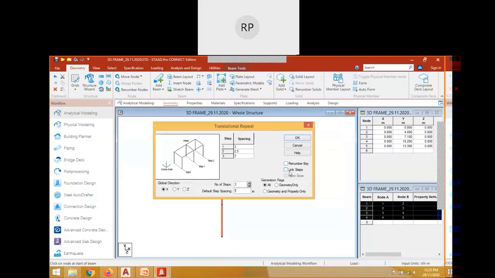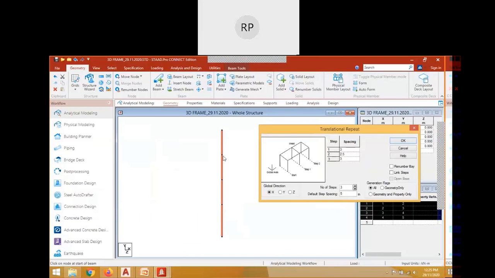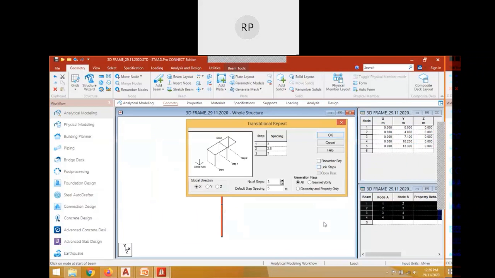Correct? And then there is an option called link step. What will happen if you click this option is that the nodes that you have created in between this column are connected with each other with the help of beams automatically. You need not draw the beam. So I will just keep this link step option on. Click on link step and say okay.